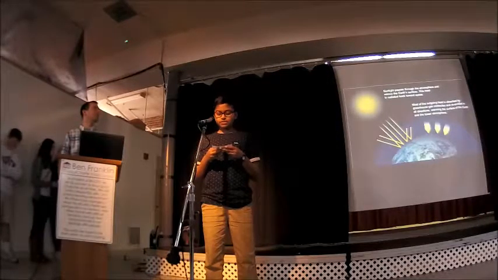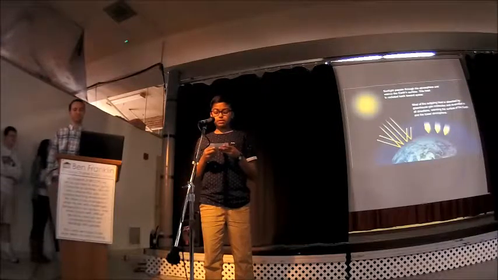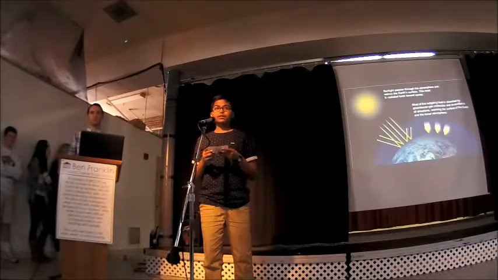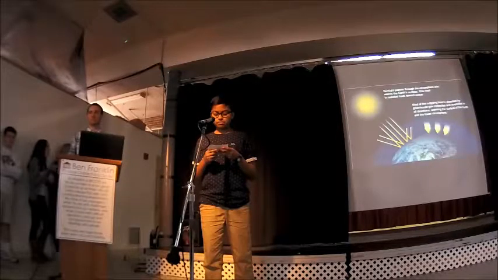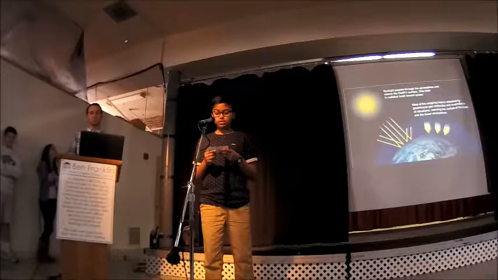When sunlight reaches the surface of the Earth, some of it is absorbed and some of it radiates back into space. This is pretty much where the greenhouse effect plays in. Greenhouse gases in the atmosphere absorb and redirect some of this heat back towards the Earth, making the Earth warmer than what it would be.